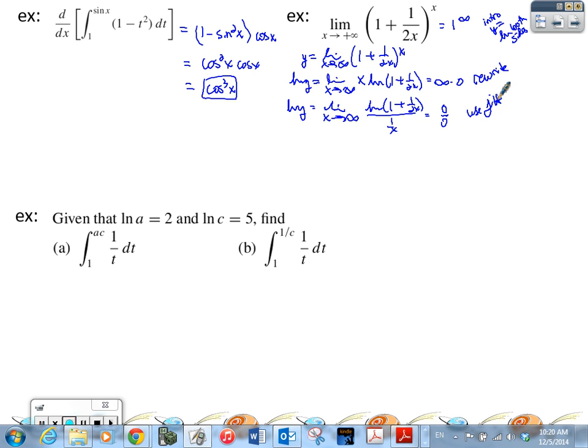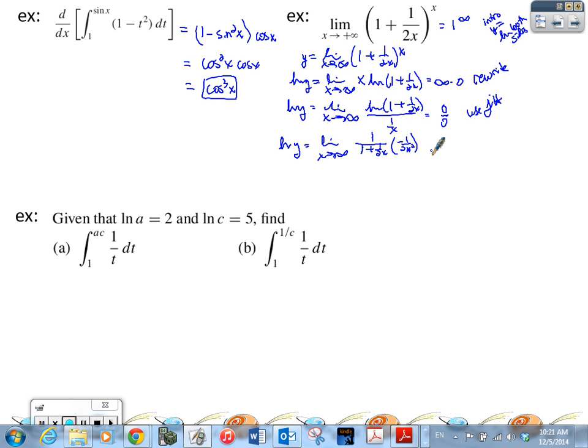So we're going to use L'Hopital. So left side, we're just leaving alone. So limit x goes to infinity. Now remember L'Hopital, right? It's not quotient rule. We take the derivative of the numerator and the derivative of the denominator separately. All right, it's not a quotient rule. It's a technique. So the derivative of natural log is 1 over the argument times the derivative of the argument, right? And the derivative of 1 is 0. The derivative of 1 over 2x is negative 1 over 2x squared, right?